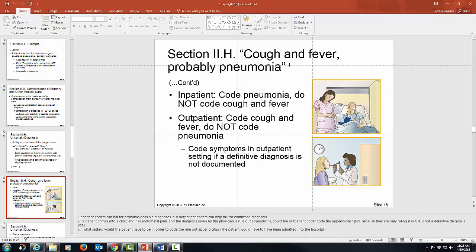An uncertain diagnosis, continued. So we have a cough and a fever, probably pneumonia. If the patient is inpatient, code the pneumonia, do not code the cough and the fever. And then, as we learned, in the outpatient setting, in our CM settings, we code the symptoms, the cough and the fever, and we don't code the pneumonia until it's been confirmed. So that's one of the differences. Inpatient coders can bill for probable or possible diagnoses, but outpatient coders, as we are, cannot. Okay?